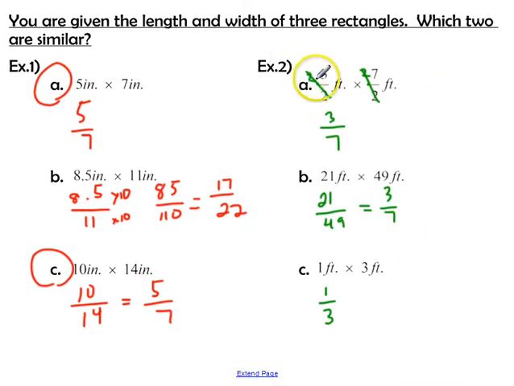Now with rectangle A, because we're dealing with fractions and you don't want to compare a fraction over another fraction, I just went ahead and multiplied both of them by 2. That cancels out the denominator, so then we can just compare 3/7. Rectangle B should reduce to 3/7, and rectangle C is 1/3. So hopefully you found that rectangle A and rectangle B are similar.